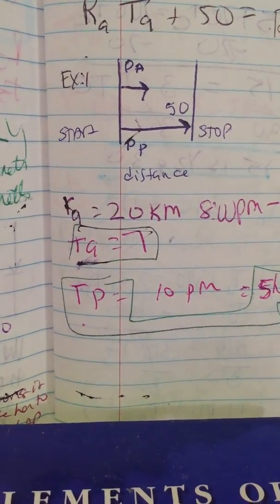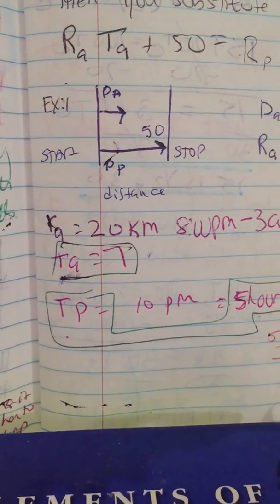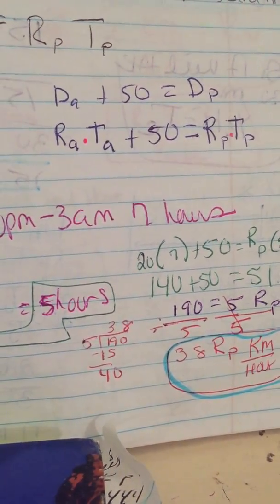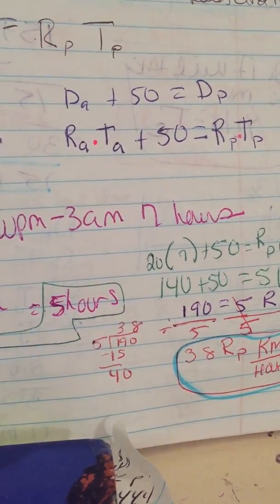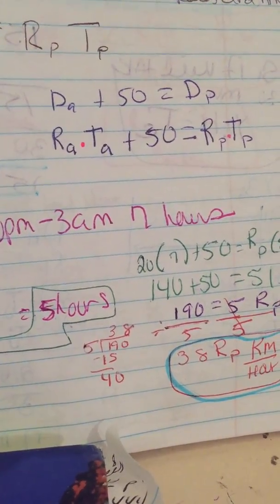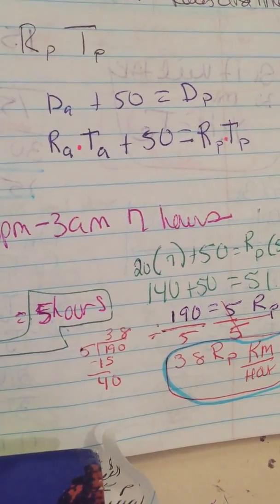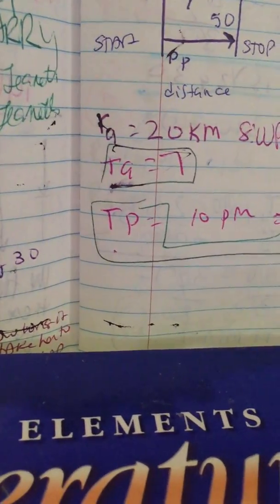d sub A and d sub P, starting and stopping points. d sub A plus 50 equals d sub P. Rate sub A times time sub A plus 50 equals rate sub P times time sub P.